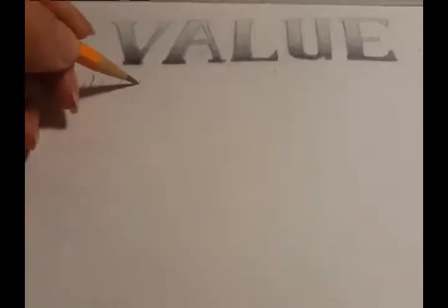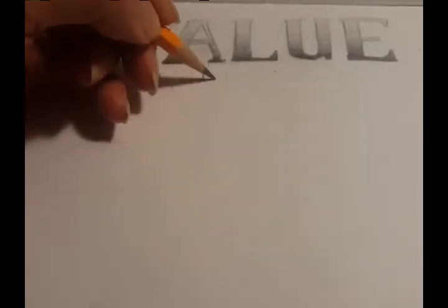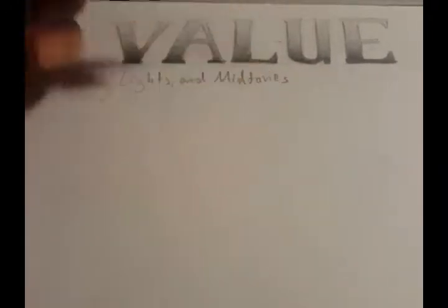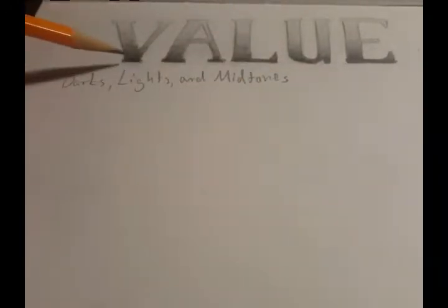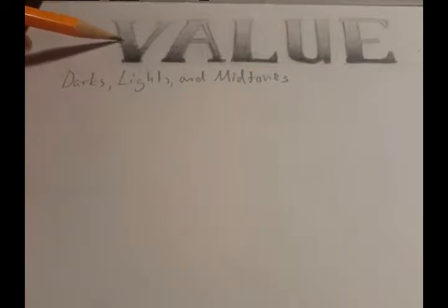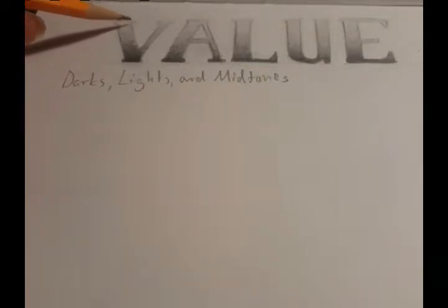Alright, value is a term in art that refers to light and dark. So at different values you have darks, lights, and midtones. And those are exactly what they sound like. Even more here, dark, and then it scales up through midtones all the way up to light values.